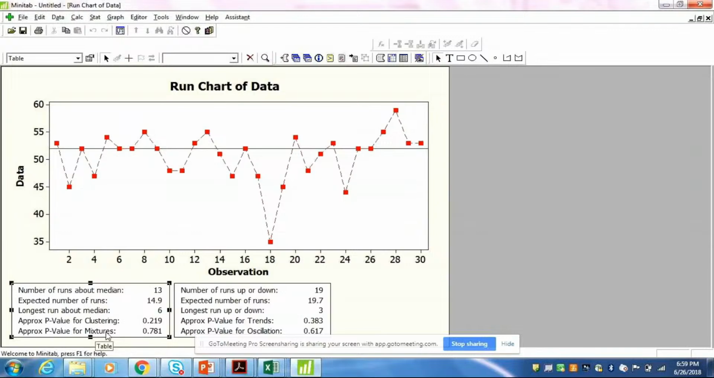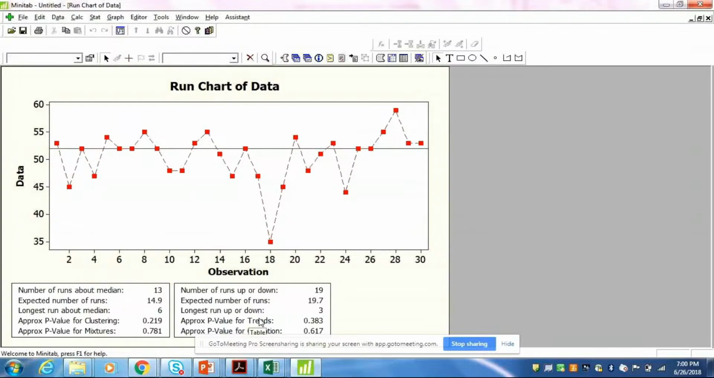These four are the special causes in the data, special kinds of patterns in the data. If they are present, the process is supposed to be not stable, or unstable. If P is higher than 0.05, then that particular special cause is not present in the data set. If it is less than 0.05, there is a presence of that particular special cause. So the P value for clustering is 0.219, which is greater than 0.05. So clustering is not there.